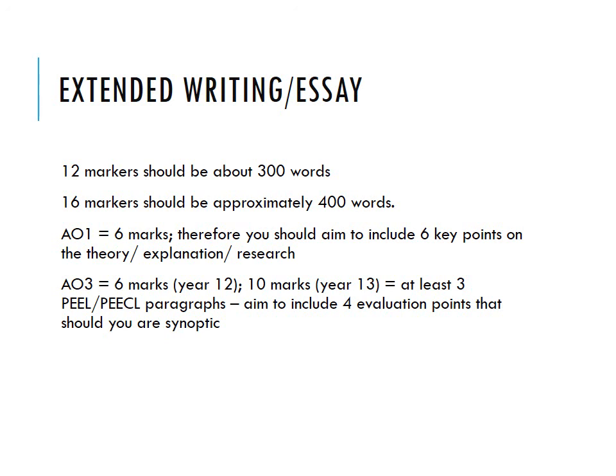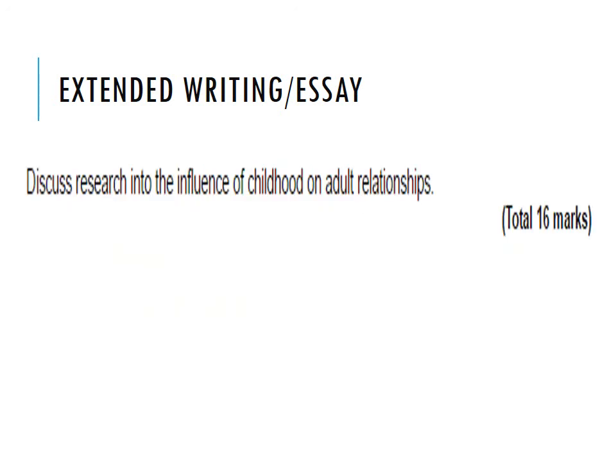So you should at least have 3 PEEL, or point, evidence, explain, counter argument and link paragraphs, okay, to show that you are being synoptic, but try to think about 4 evaluation points. Okay, you can do more, so about 5 evaluation points in less detail, but if you stick to 3, make sure you fully extend on those and elaborate. So, for example, discuss the influence of childhood on adult relationships for 16 marks.